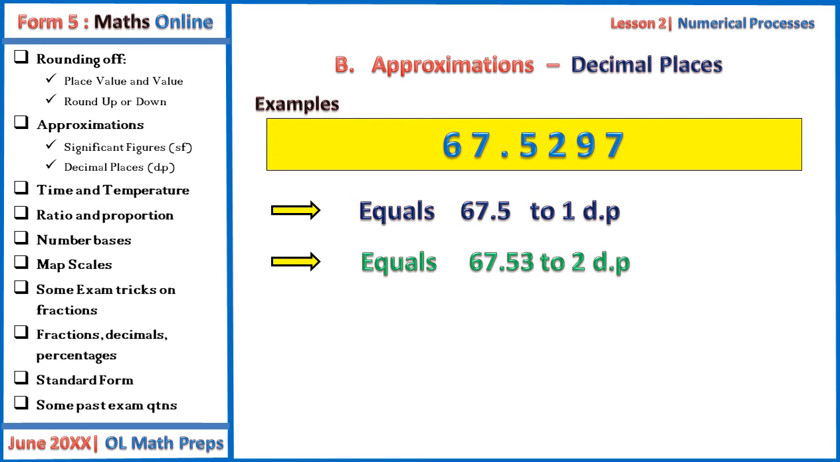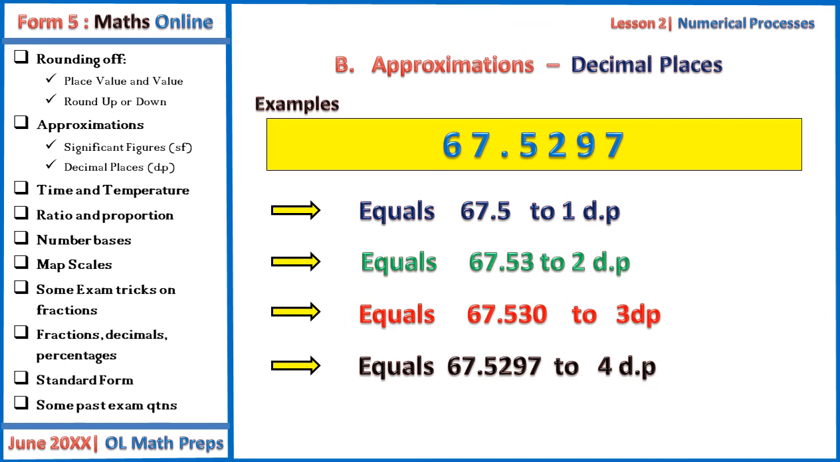Why 67.53, not 67.52? Because 9 will affect the 2. Then to 3 decimal places, we have 67.530, because the third decimal place occurs at 9. But 7 will affect the 9. This way you have to be careful as well. So when we round up the 7 to 1 and add it to 9, it gives us 10, but we cannot write 10 at that position. So we write 0 and carry 1. And that 1 is carried to 2. That now gives us 2 plus 1, giving us 3. To 4 decimal places, this number is the same. And to write this number to 5 decimal places, just add a 0 after the 7.